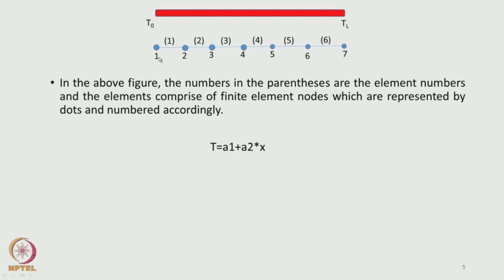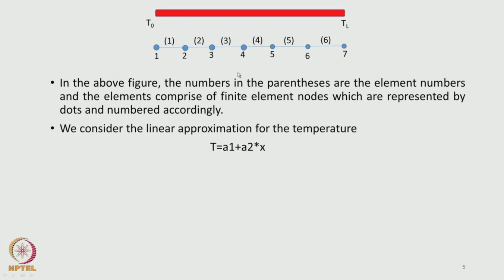Now, the previous figure is drawn again here, in addition to representing it with the help of finite element nodes. In this figure, the numbers 1, 2, 3, 4 given in the parentheses are element numbers, and each element comprises nodes. For example, element 1 has nodes 1 and 2, similarly element 4 has nodes 4 and 5. We need to establish a connectivity between node and element, which are represented by dots and numbered accordingly. Element 3, for example, is connected by node 3 and node 4.